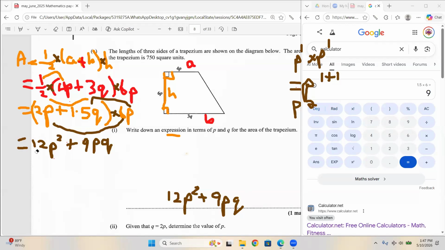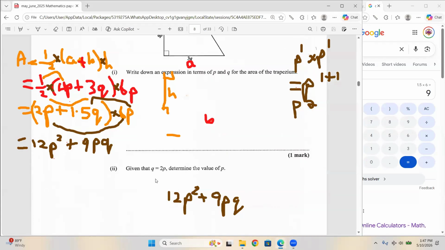All right. So the next part. I'm clearing the screen, or do I need this expression? Let me not clear as yet because there's another part here. So it's given that Q is equal to 2P. Q is equal to 2 multiplied by P, to determine the value of P. Oh, I remember this question. This question is a simultaneous kind of thing going on here.